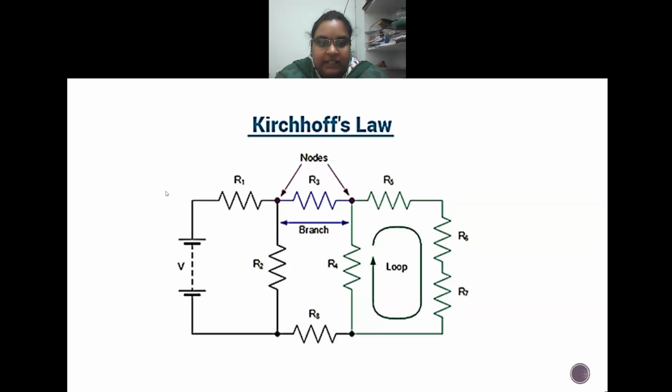A branch is an element which will be connecting two nodes. Now, a closed path is called a loop. These are the basic definitions which we need to understand in order to go for Kirchhoff's laws. Now you know what is a node, what is a branch, and what is a loop.